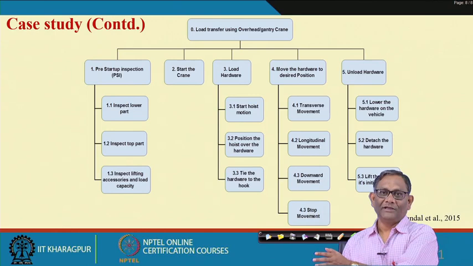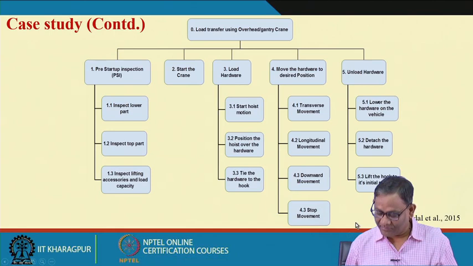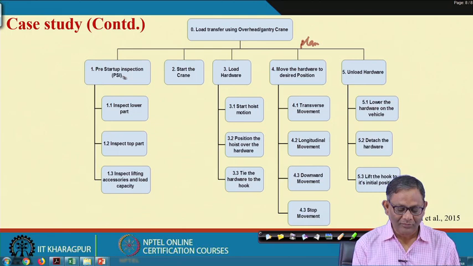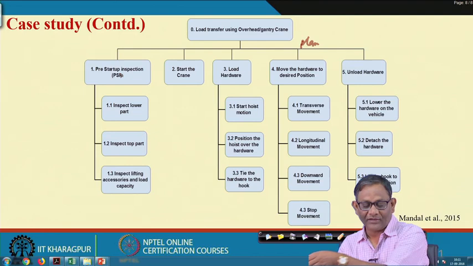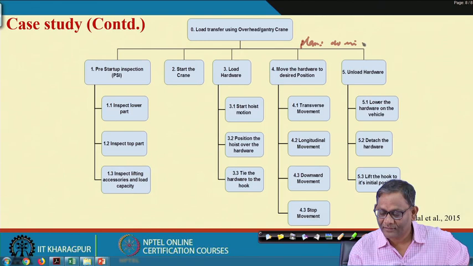Then immediately what are you doing? You are basically planning. So, plan, then what do you do? First is inspection, start, then load the hardware, move hardware from one place to the desired place, and then unload hardware. So, in sequence you have to do, in order. Then 1, 2, 3, 4, 5.